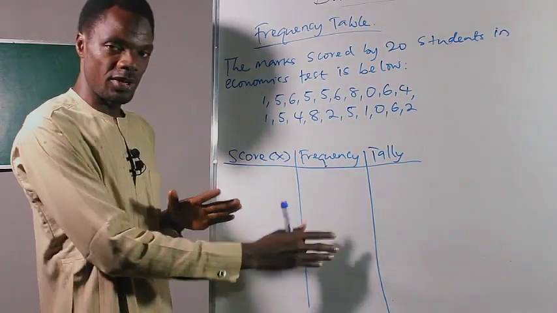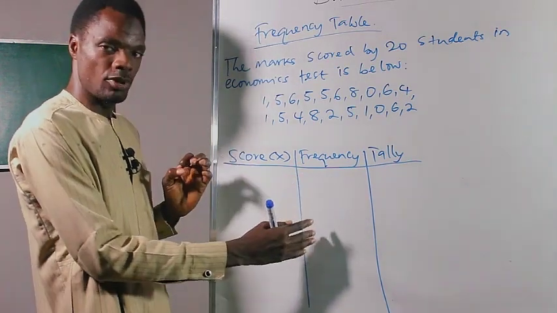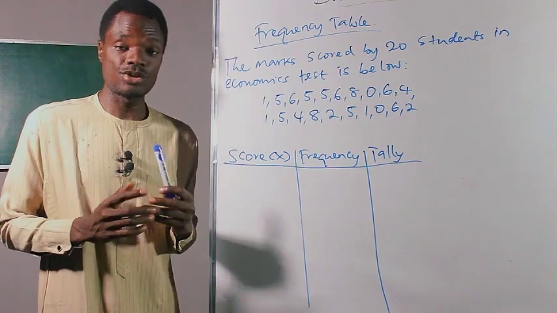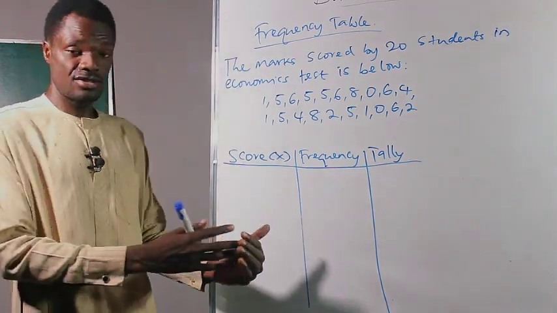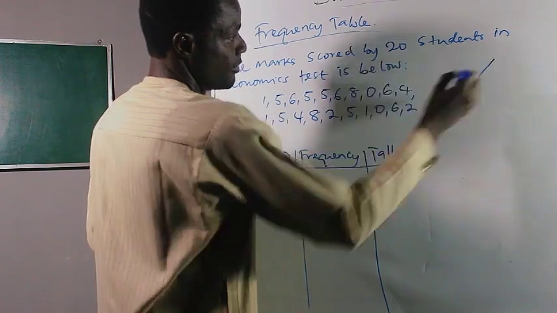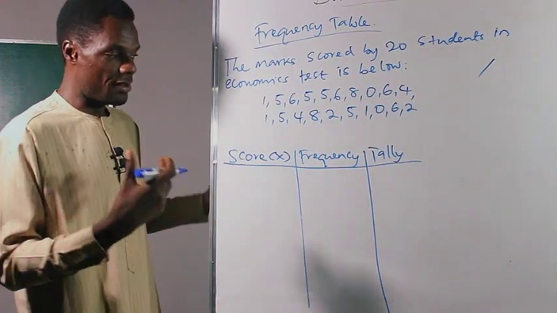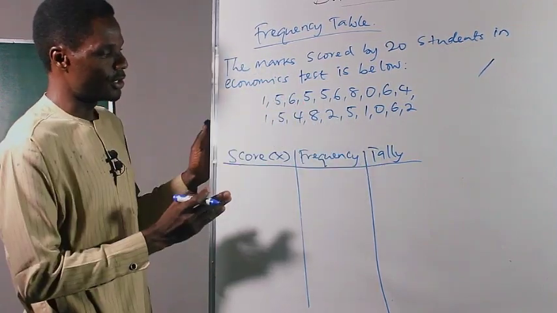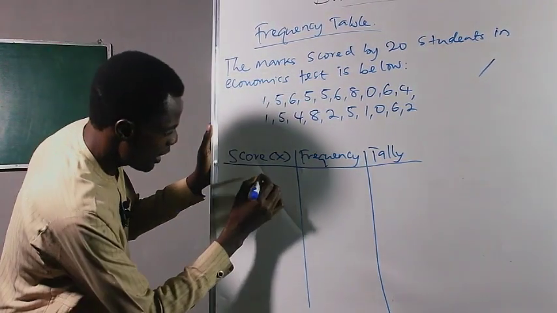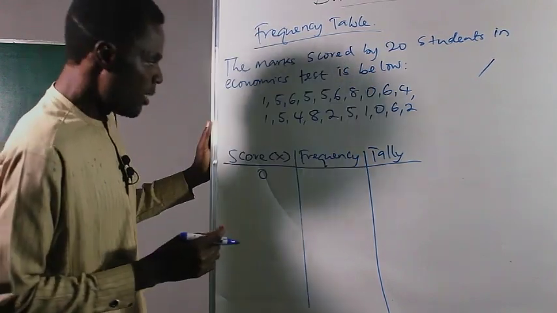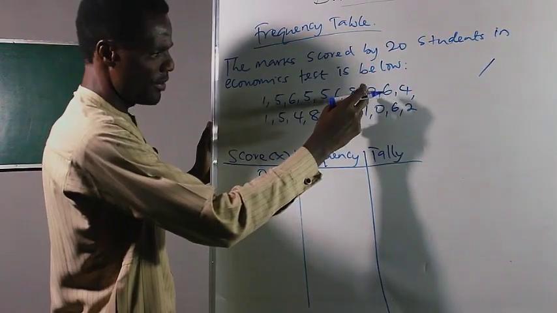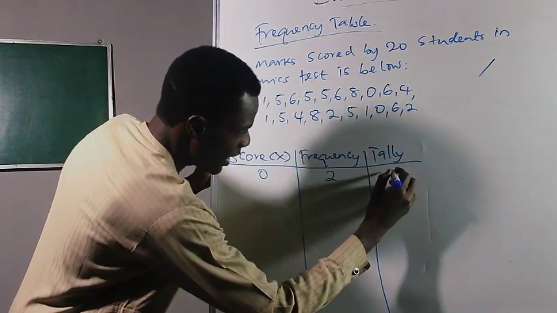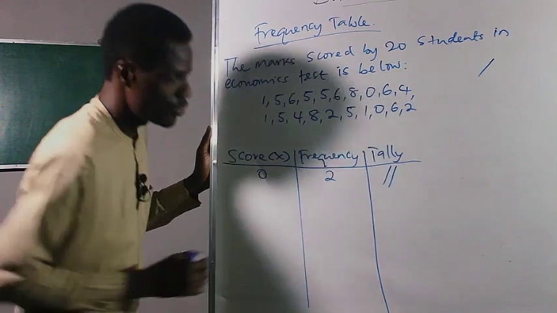Column 2 contains frequency, the number of appearances of each item of the observation, and the third column has to do with the tally. Tally is about the strokes, for example, like this, meaning the number of appearances of the item of the observation. So this is our observation. Now, we begin with the lowest one. We have 0. So how many zeros do we have? 0 appears 2 times. That means 2 students scored 0. So it has 2 strokes.